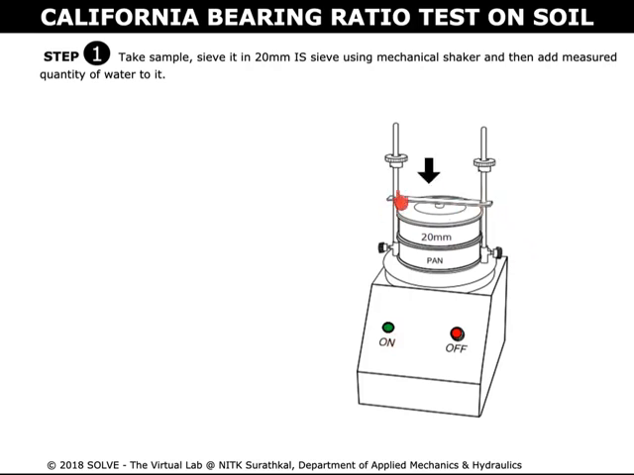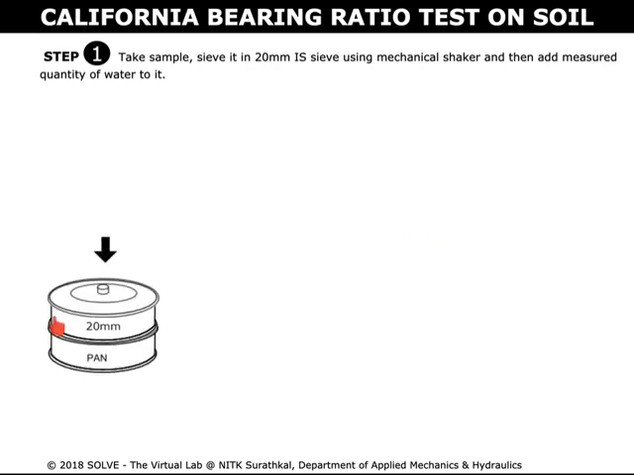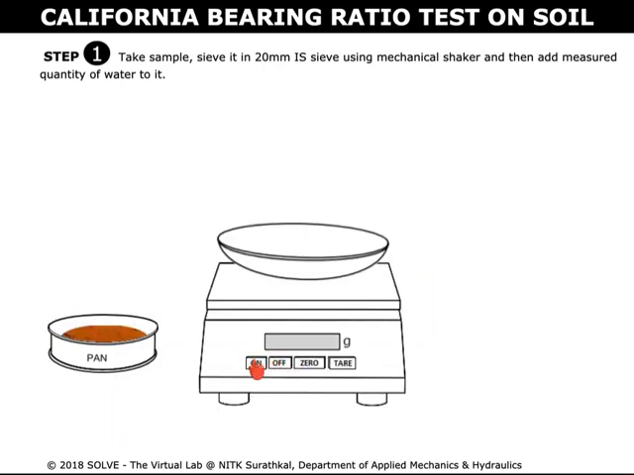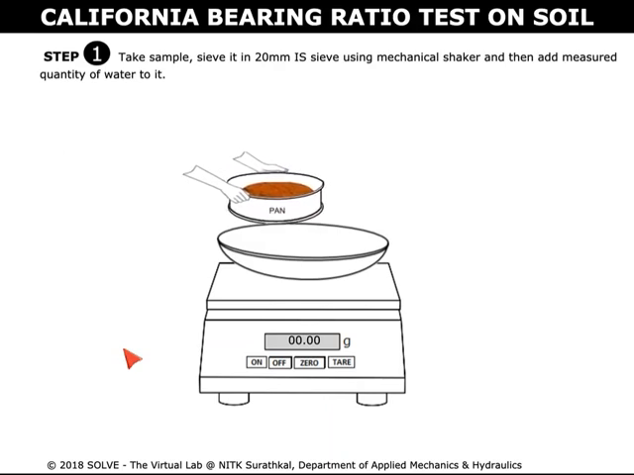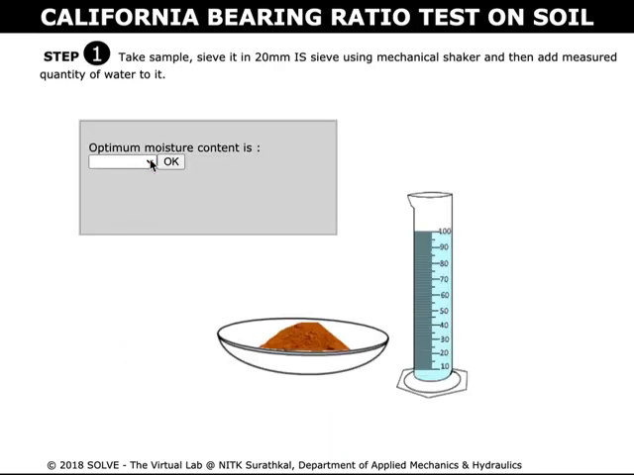Remove the sieve from the shaker. Open the lid. Switch on the weighing machine. Click on tare to clear the weight. Transfer the soil sample collected in the pan to the container placed in the weighing machine. Select the correct answer to proceed to the next step.